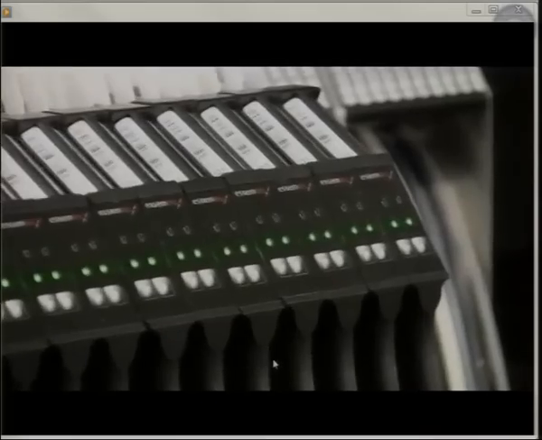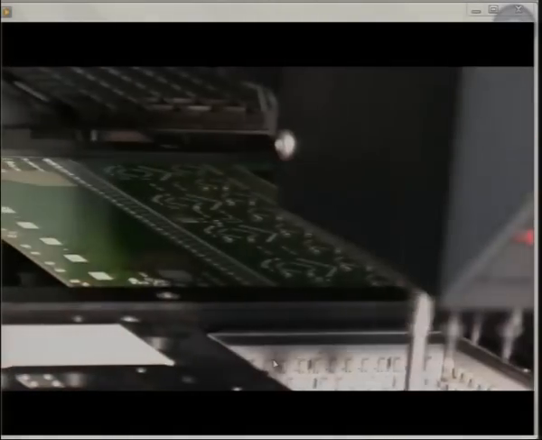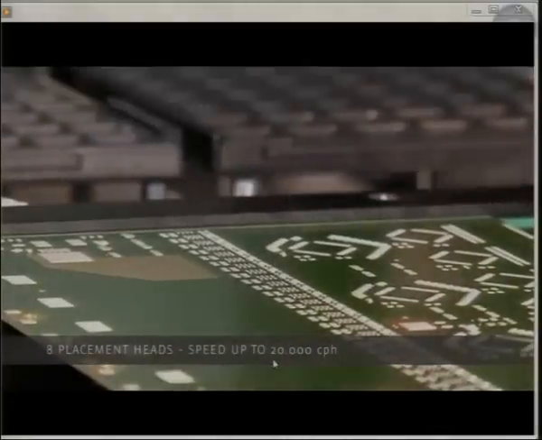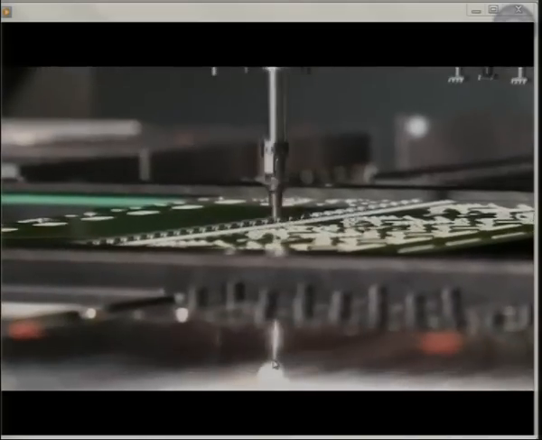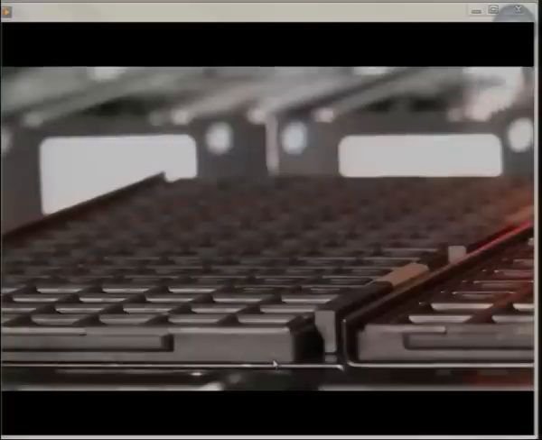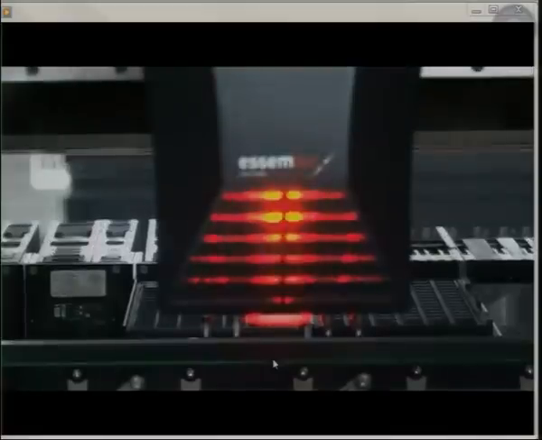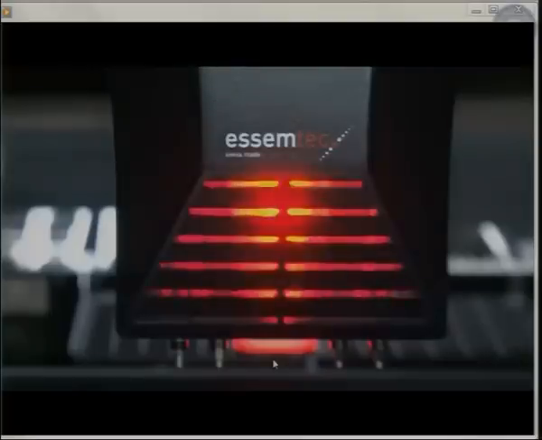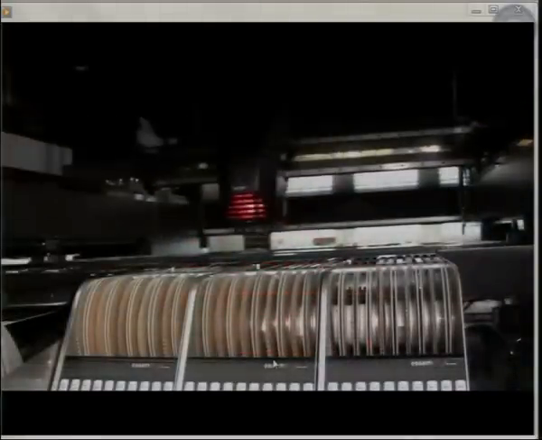So components are in these feeders, in the form of a reel. And then this is a mounting head. See that the speed is 20,000 CPH, components per hour. 8 placement heads are there. See, it's picking and then placing. And before that, it's doing some more operation. You need to identify that.